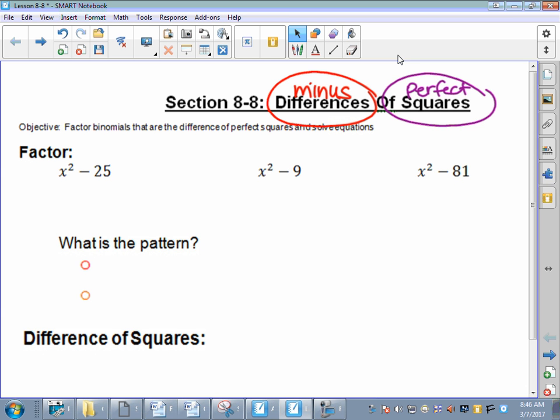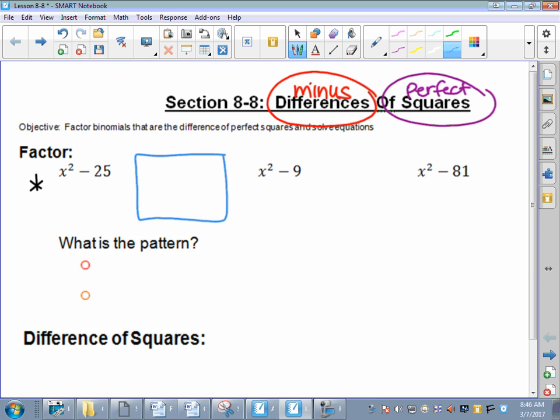We can make this easy or we can make it a little lengthier. So let's just factor this first one right here, x squared minus 25. We can use a product sum table, we can use the square method, or we can guess and check. I'm going to use the square method for this one in particular. And since I don't have any b term, I'm going to go ahead and say it's 0x in the middle.